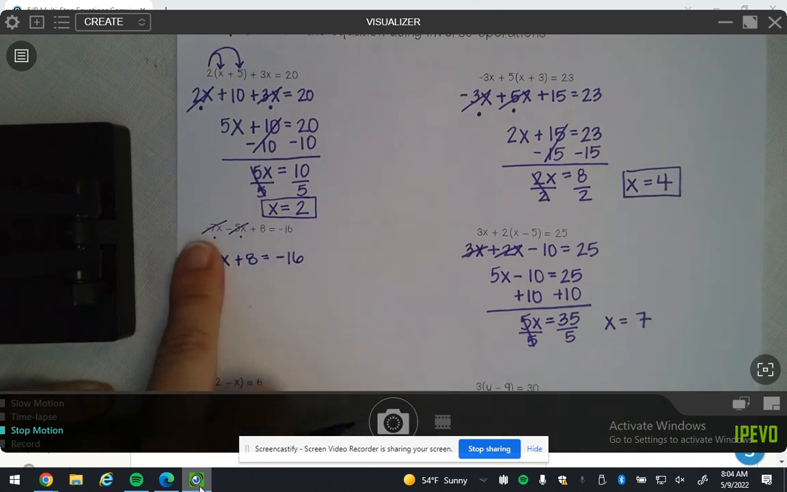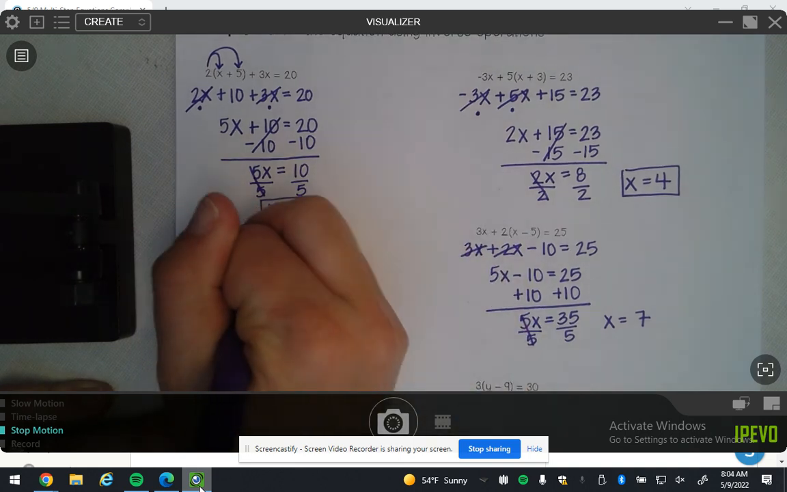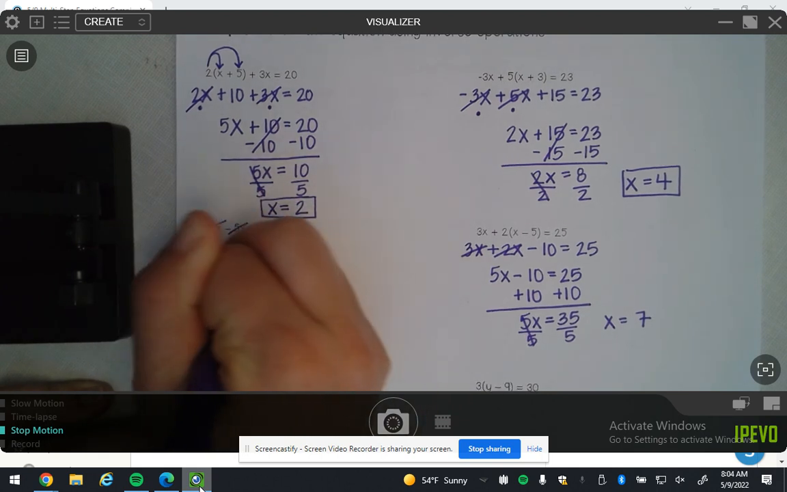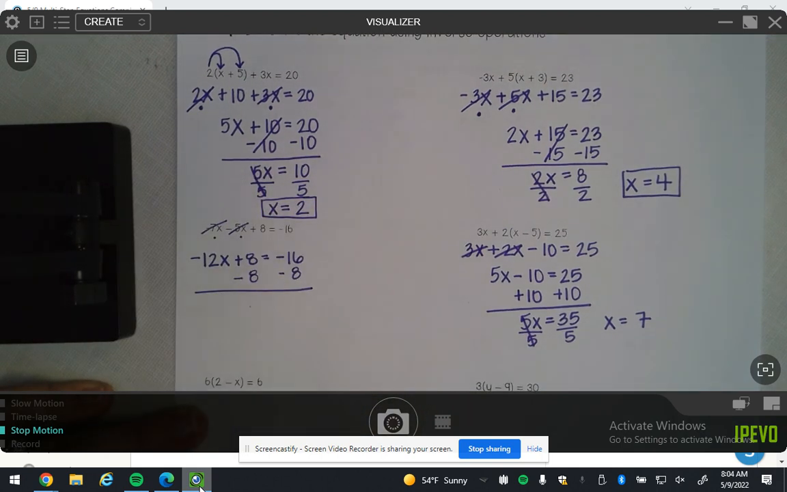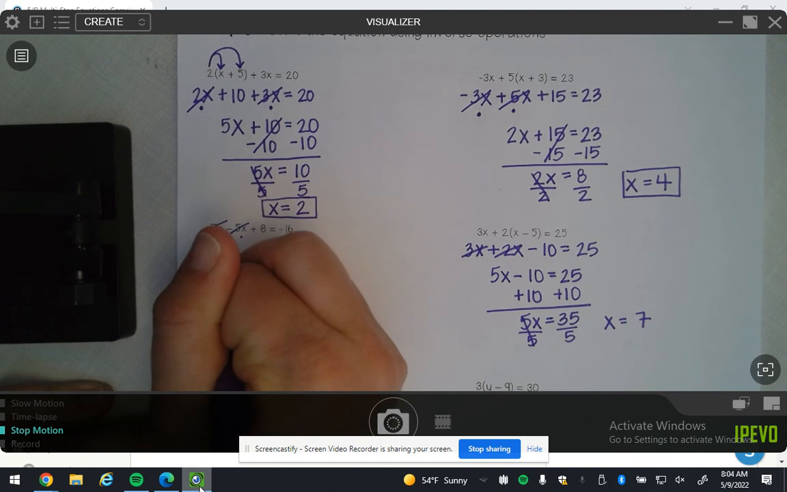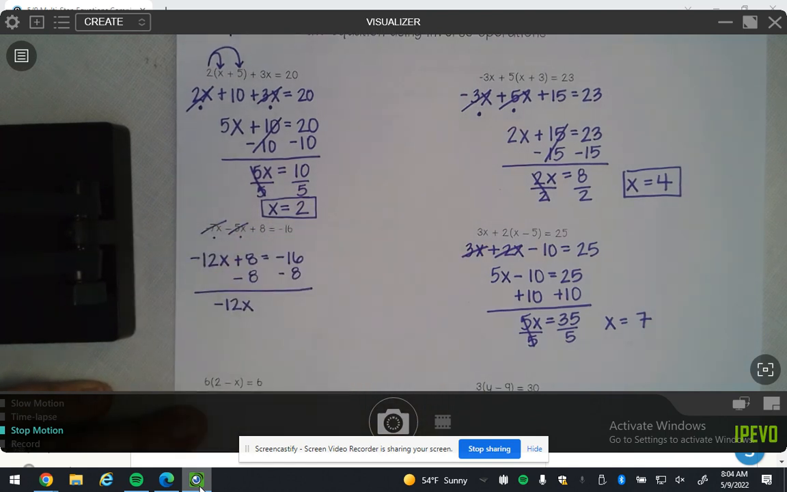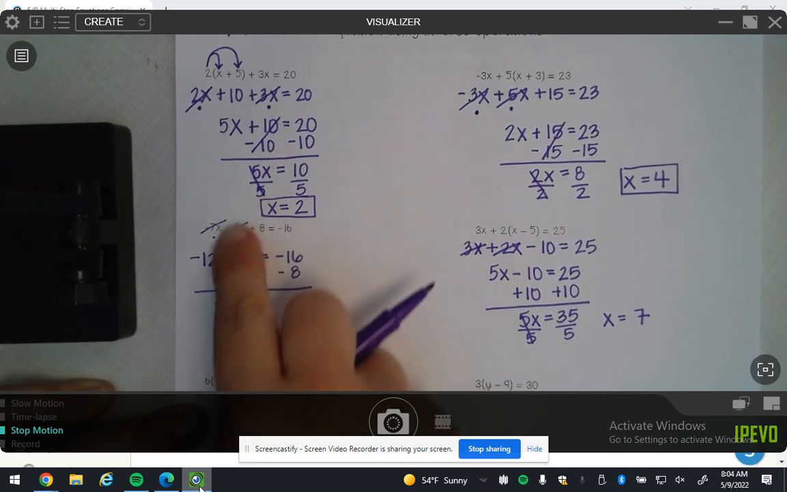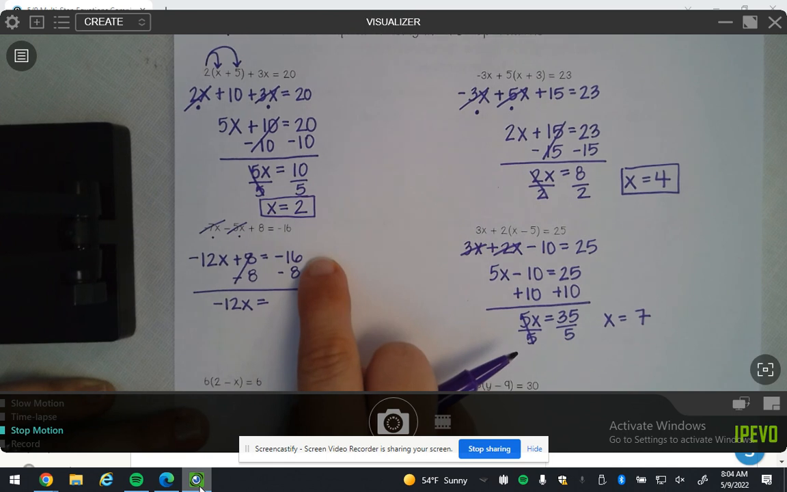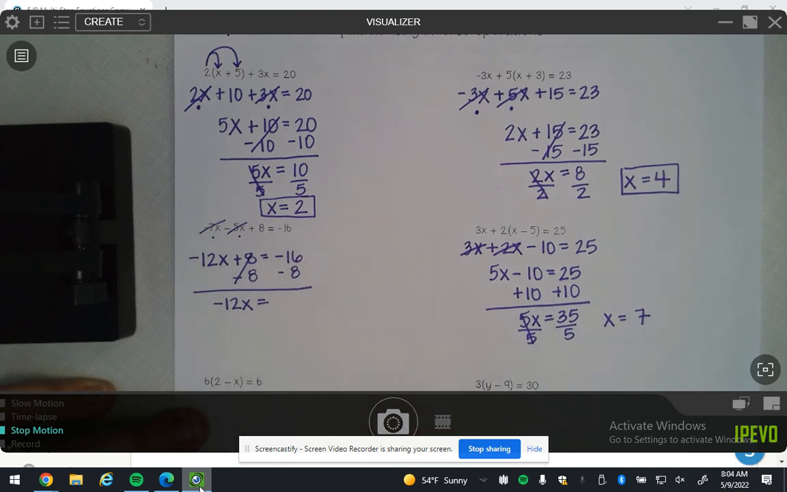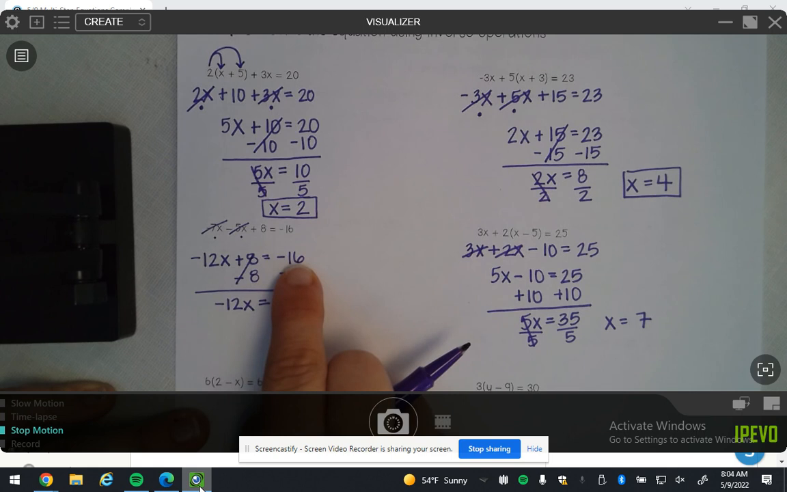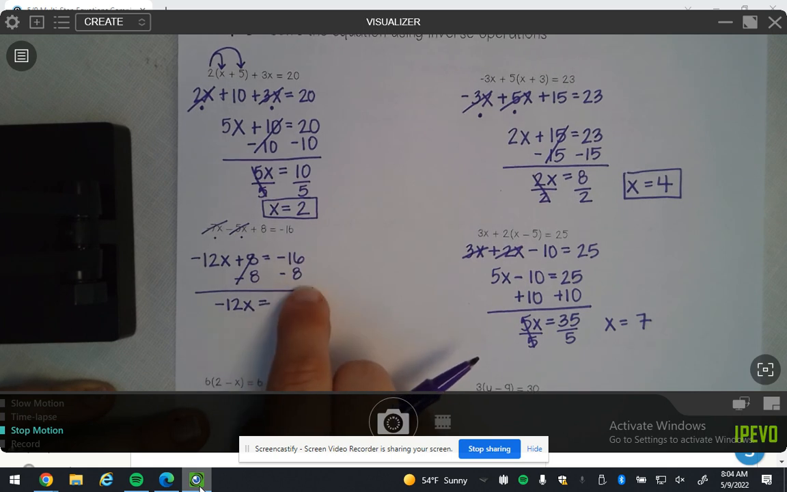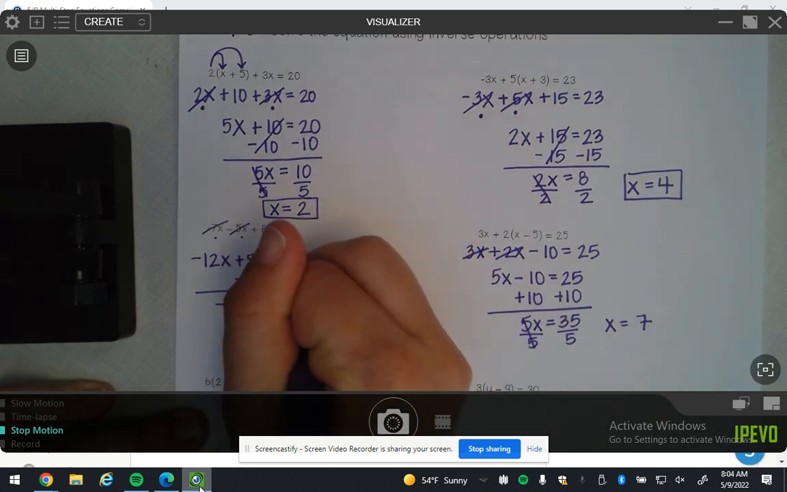Boom. What's on the same side? 8. Positive or negative? Positive. So what do I need to do? I need to subtract 8. Negative 12 comes down. What happens with the 8s? They cancel. Equals. What do I do over here? I just put it straight in my calculator, right? So calculators, here we go. This is the big part. This is where negatives can do us wrong sometimes. Negative 16 minus 8 is negative 24.